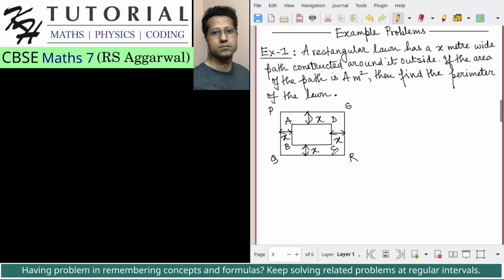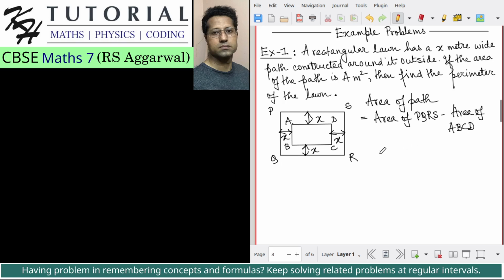The area of the path is given to be A meter square. Then we have to find the perimeter of the lawn. Remember, we have to find the perimeter of the lawn, that is, the perimeter of the rectangle ABCD. So we know that the area of path is equal to area of PQRS minus area of ABCD.